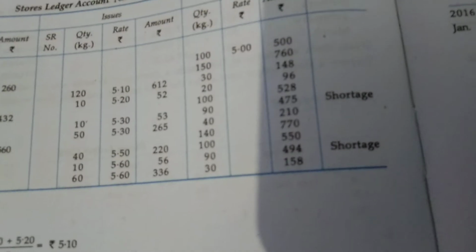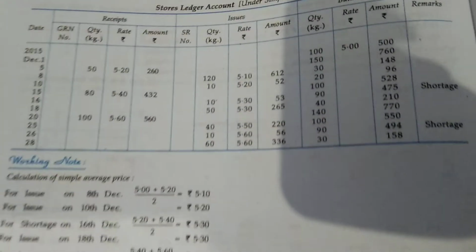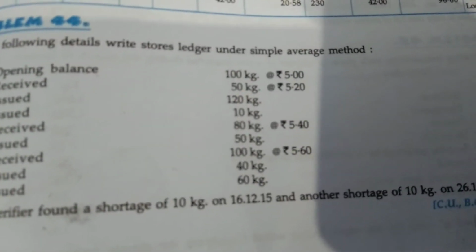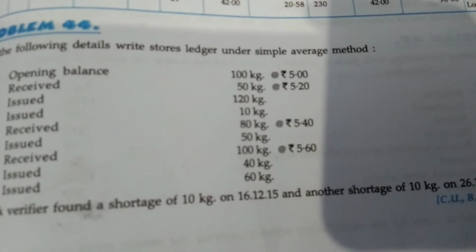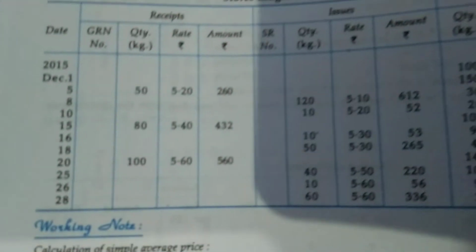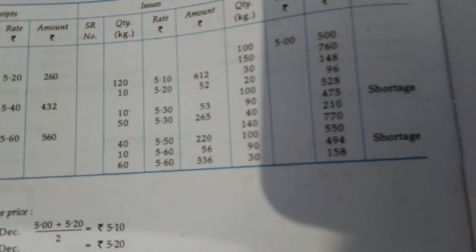Then what have we done? 100 kg at rupees 5, that is 500 in the balance. We have written it. Received how much? 50 kgs at the rate of 5.20. It should be in the receipt column, then the balance. Look at here, it is first written in the receipts at 5.20.